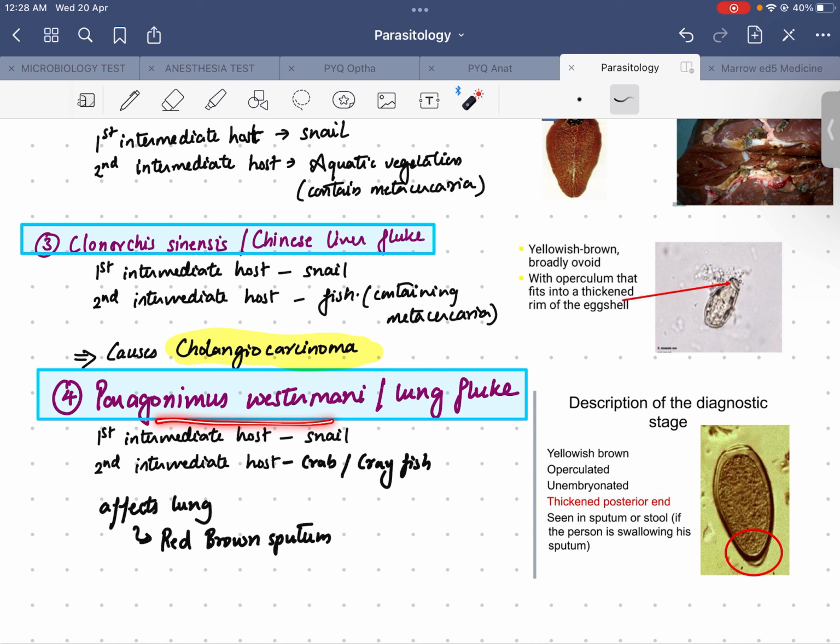Next you have Paragonimus westermani, which is the lung fluke, right? So the lung fluke, what will it cause? It will cause lung related symptoms, cough, sputum, okay? A reddish brown sputum. First intermediate host is always snail. Second one is the crab or crayfish.